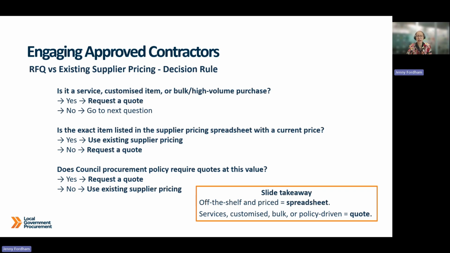If not, check whether the exact item you need is listed in the supplier's pricing spreadsheet with a current price. If it is, you can use the existing supplier pricing. Finally, confirm whether council procurement policy requires quotes at that value. Even straightforward purchases may still trigger a quoting requirement. When in doubt, requesting a quote is the safe option, but for standard low-value goods with set pricing, the spreadsheet is there to make the process quicker and easier.